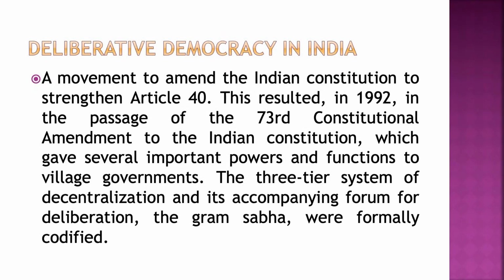Eventually, a movement to amend the Indian Constitution and strengthen Article 40 came around, which resulted in 1992 in the passage of the 73rd constitutional amendment of the Indian Constitution, and which gave several important powers and functions to village government. A three-tier system of decentralization was created. The accompanying forum of deliberation, the Gram Sabha, was formally codified.